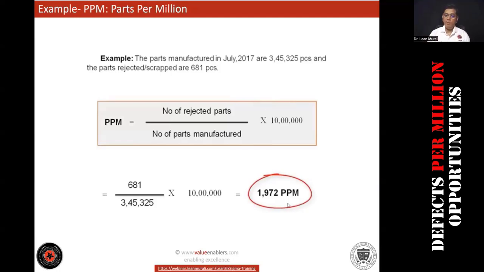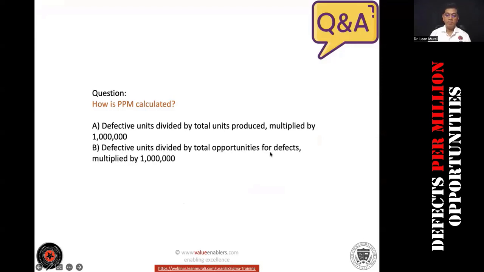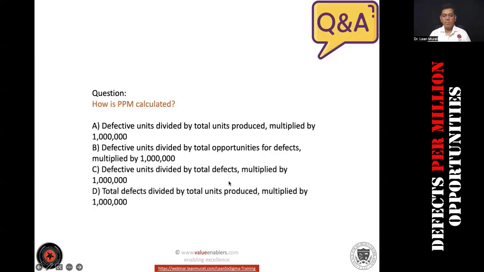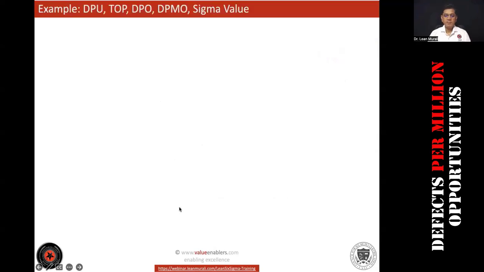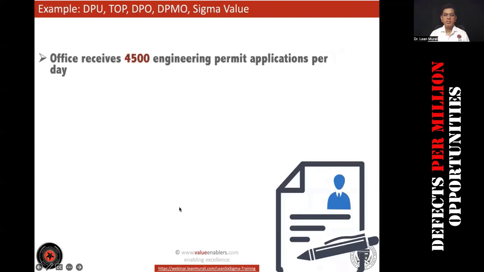So the difference between PPM and DPMO should be clear. The question is how PPM is calculated. Defective units divided by total units produced, multiplied by 10 power 6. We have seen all this.